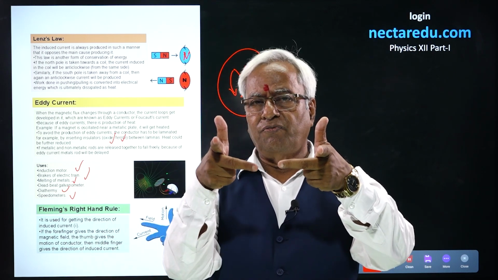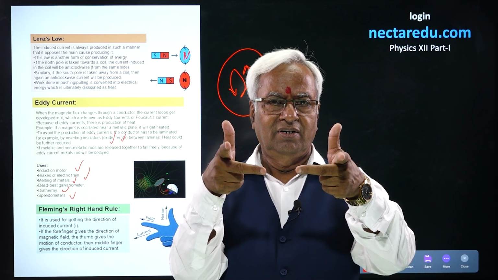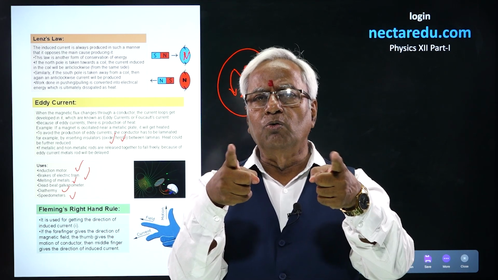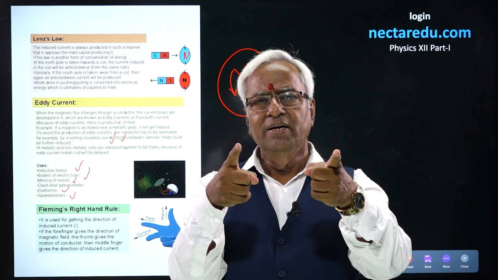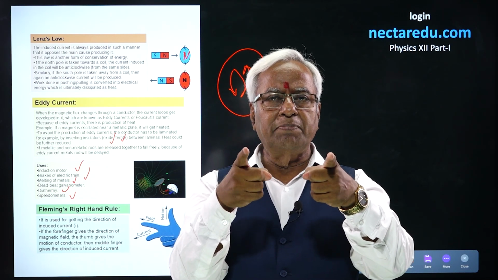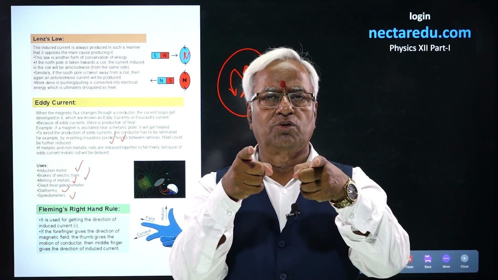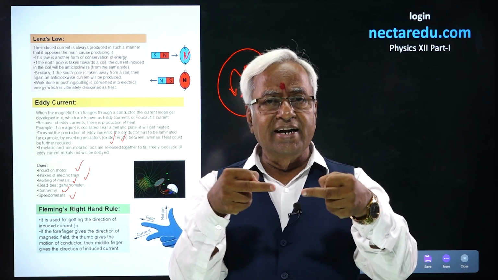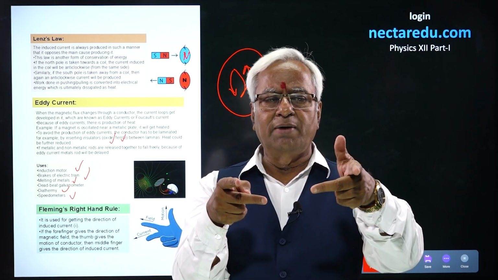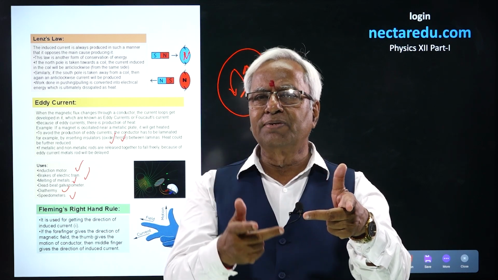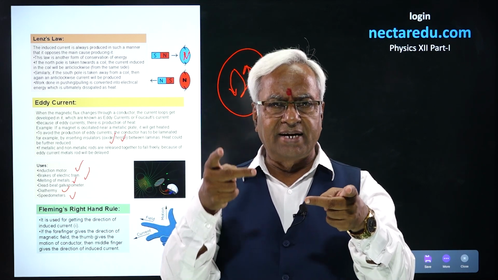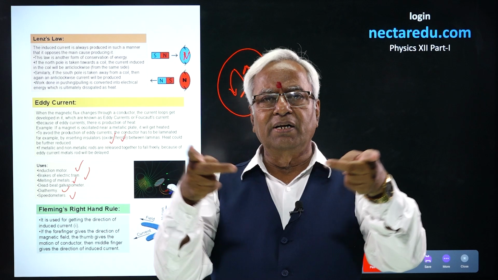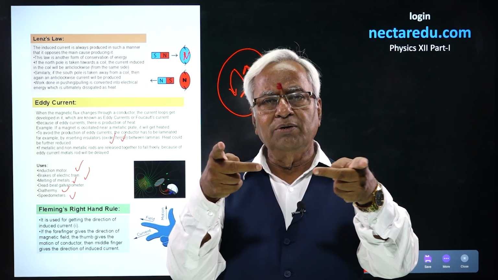Similarly, it's Fleming's right-hand rule. One similarity will make the whole thing very simple. In both the rules, this stands for magnetic field. Index finger represents the magnetic field in both the rules. And in both the rules, the middle finger represents the current. So these two are similar. If you have remembered Fleming's left-hand rule, obviously you have done two-thirds of Fleming's right-hand rule also. The index finger represents magnetic field, middle finger represents induced current.